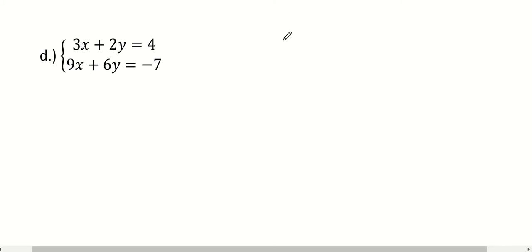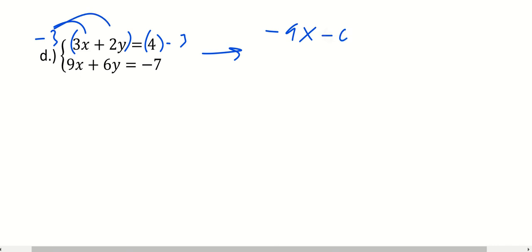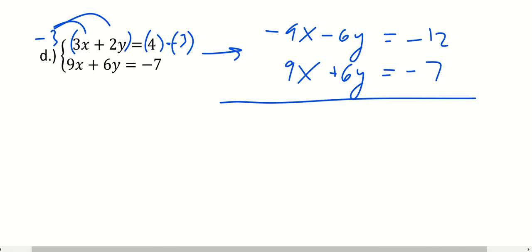For this one, I can very easily get the x's to be equal and opposite if I simply take the first equation and multiply both sides by negative 3. If we do that, this is going to become negative 9x minus 6y equals... 4 times negative 3 is negative 12. The second equation is 9x plus 6y equals negative 7. We've successfully created a situation where the x's have equal but opposite coefficients. So now I'm going to go ahead and add those together.